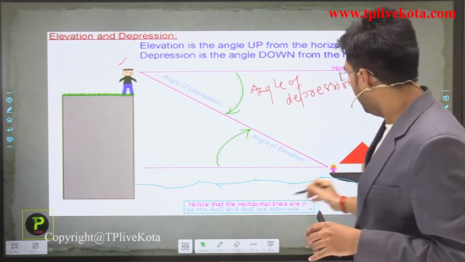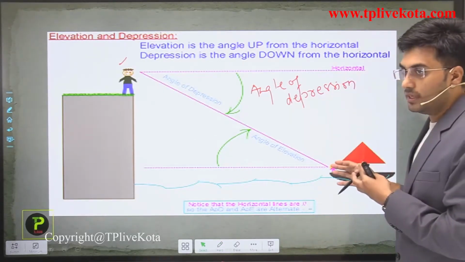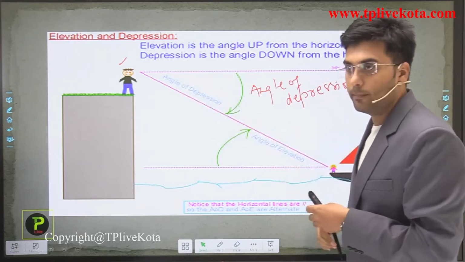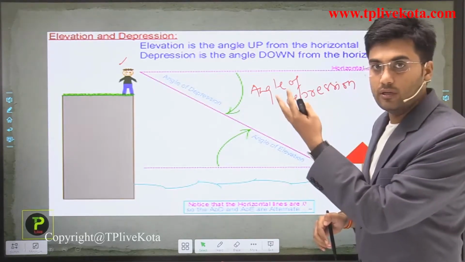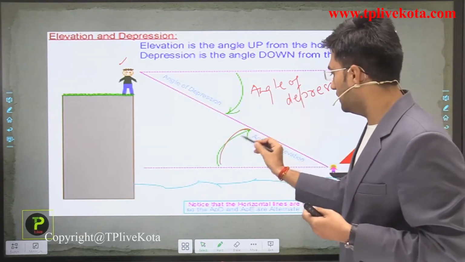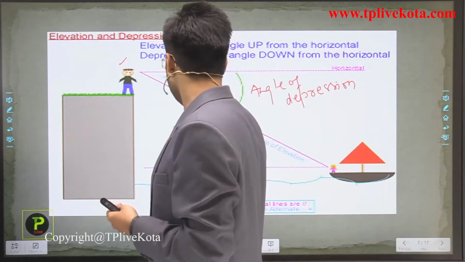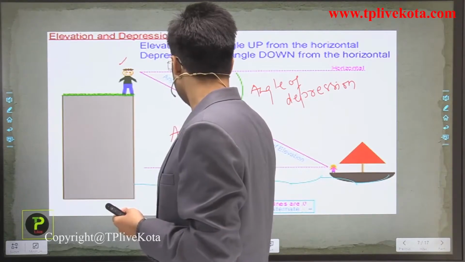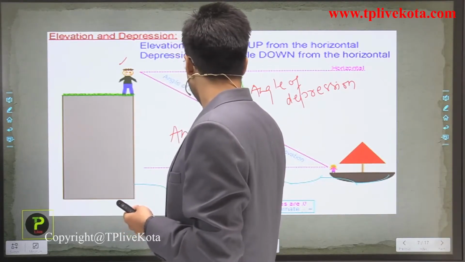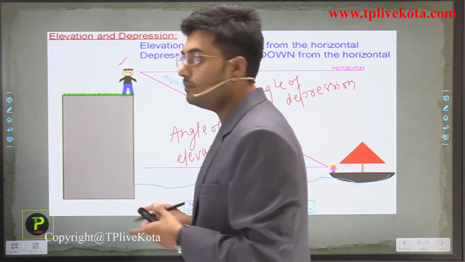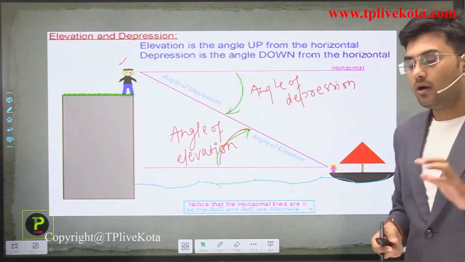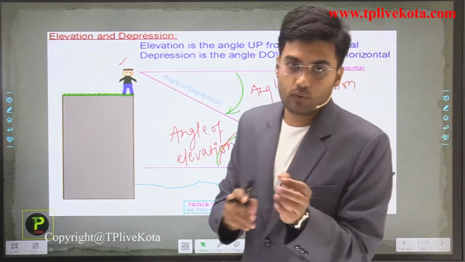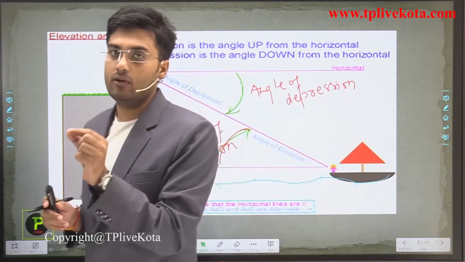Okay, and if this man or woman is looking at this man who is on the tower, then this is what? This is the angle of elevation. Clear? So students, now I hope you understand the concept of angle of elevation and angle of depression.